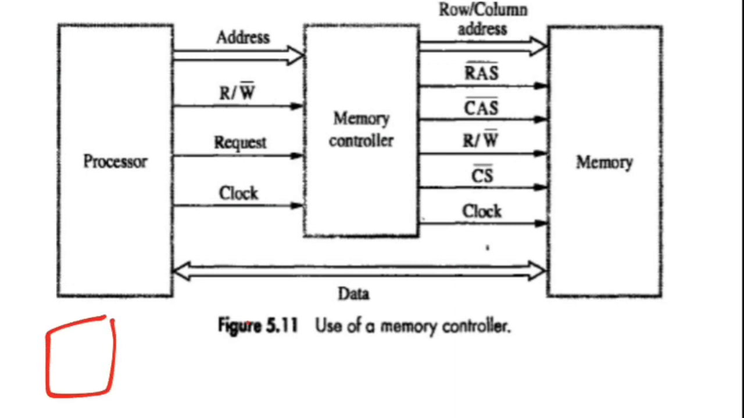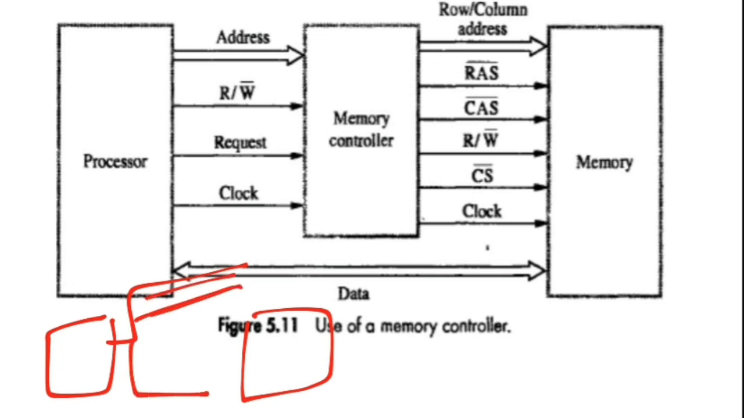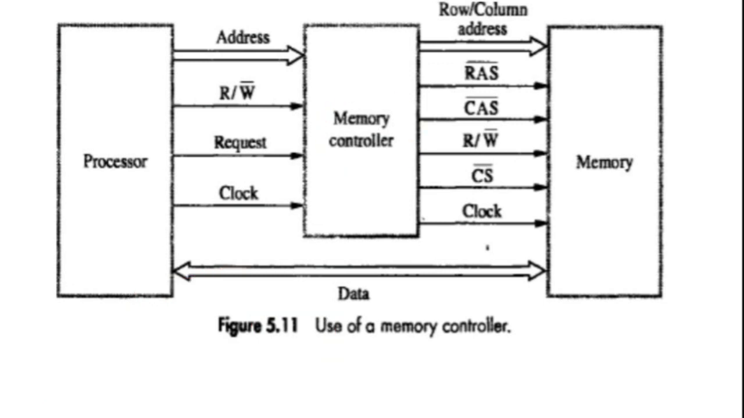The processor will be here and the memory will be here. Now some rows will go here and some columns will go here. Like 5 rows and 5 columns for 2 raised to 10, right? So that division will be done by this memory controller.